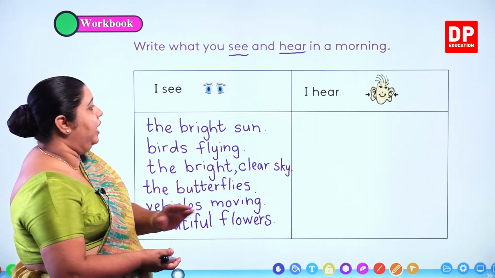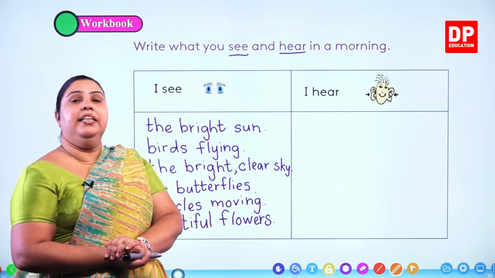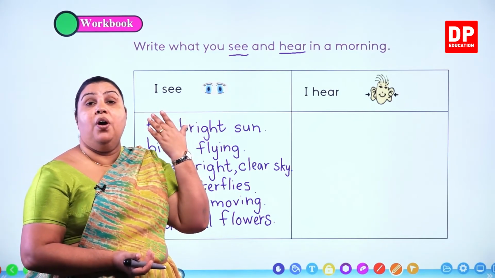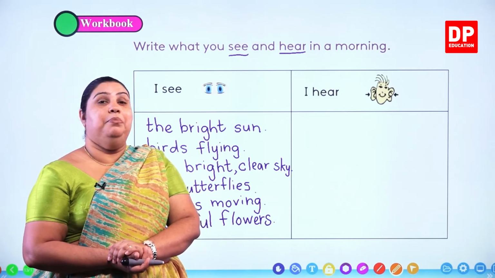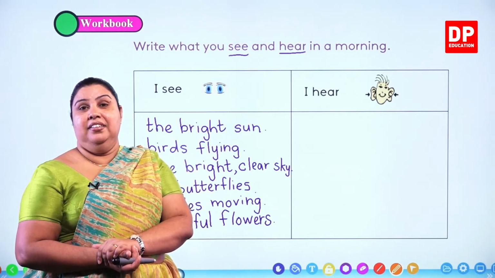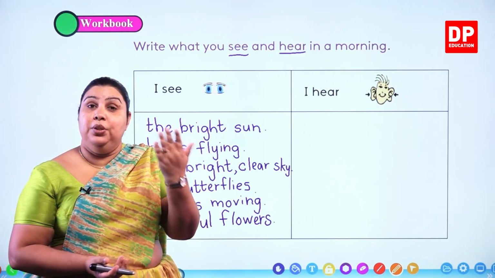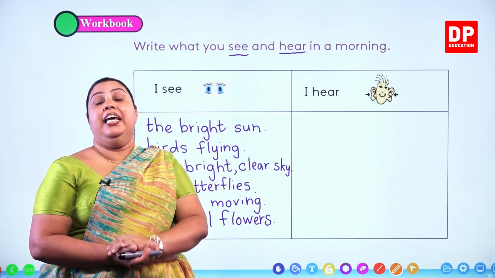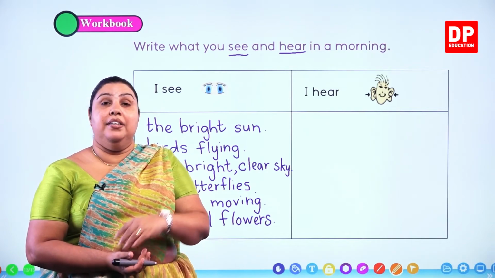These are the things that you can write. Then what do you hear in the morning? What do you hear in the morning with your ears? You can see the birds singing, bees buzzing, vehicles moving. You can hear your mother calling you in the morning. You can hear the news in the morning. You hear birds singing, vehicles moving on the road. Then you can hear the bees buzzing.